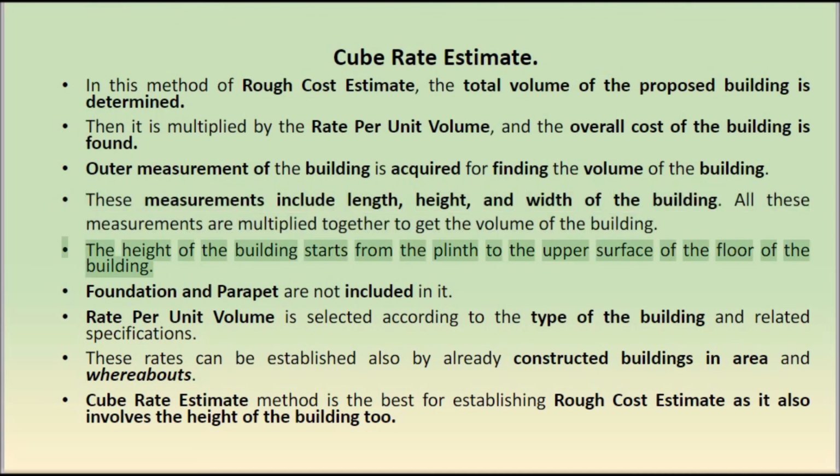The height of the building starts from the plinth to the upper surface of the floor of the building. Foundation and parapet are not included in it. Rate per unit volume is selected according to the type of the building and related specifications. These rates can be established also by already constructed buildings in the area and whereabouts. Cube rate estimate method is the best for establishing rough cost estimate as it also involves the height of the building too.